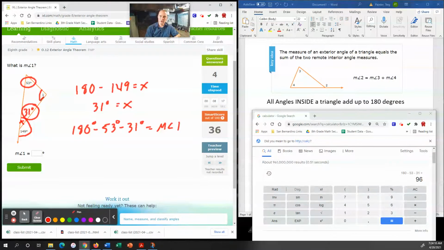And take a look at angle 1. Notice it's just a little bit bigger than 90 degrees, so 96 degrees should make sense. So we're going to go ahead and put 96 degrees. And just to finish the written explanation, 180 minus 53 minus 31 is 96 degrees, equals, again, measure of angle 1.